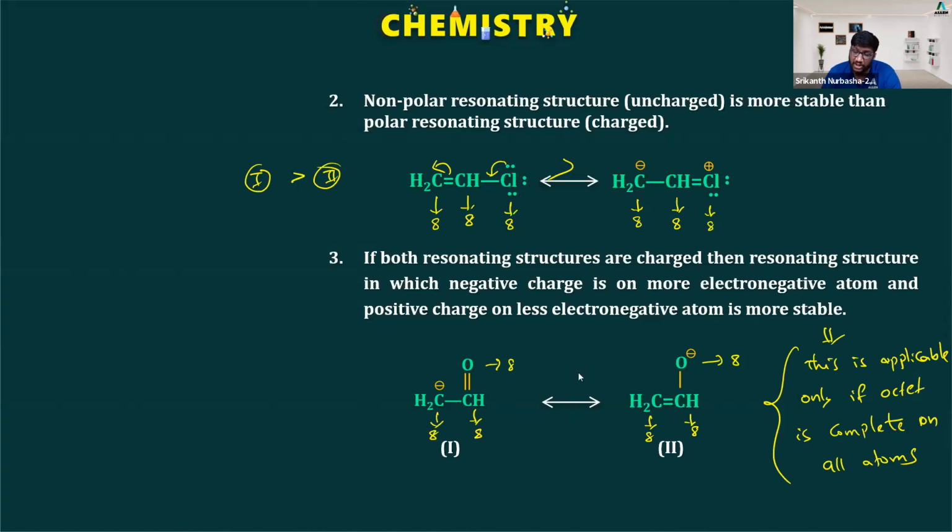So both the resonating structures are charged, and in both the resonating structures, every atom possesses an octet. In that case, you have to check: negative charge on a more electronegative atom is more stable when compared to negative charge on a less electronegative atom. So you can say resonating structure 2 is more stable when compared to resonating structure 1. This is applicable only if the octet is complete on all atoms. This is important because if you apply only this, that the more electronegative atom should contain the negative charge, then you will get it wrong in other cases. Why? Because you have to check the octet rule.